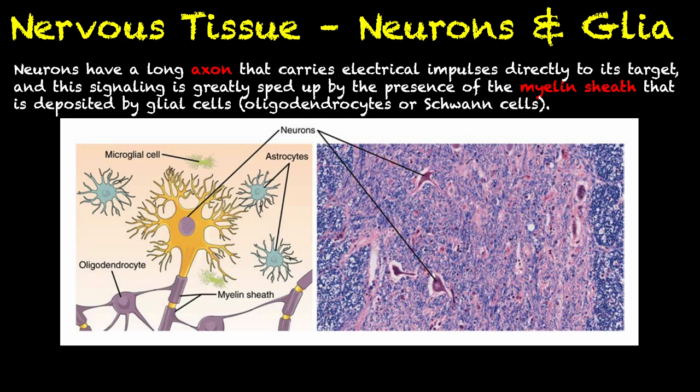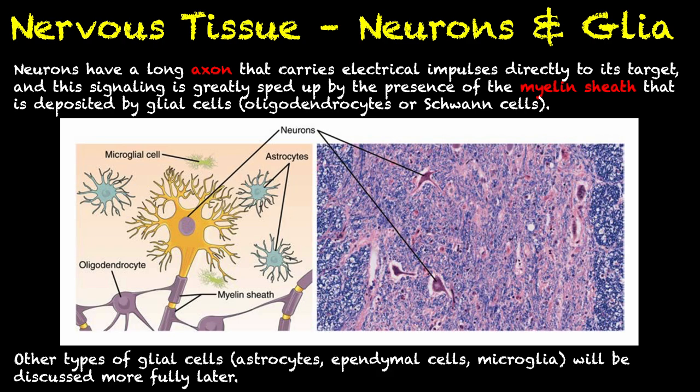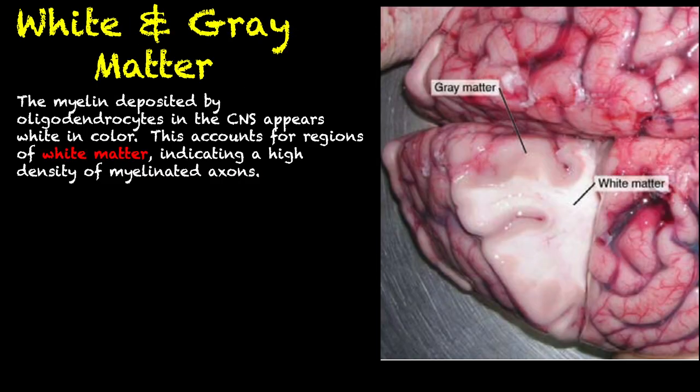This signaling is greatly sped up by the presence of the myelin sheath, which is illustrated here in this kind of purple color. And the myelin sheath is deposited by types of glial cells called oligodendrocytes and Schwann cells. You'll learn fairly soon that oligodendrocytes are only in the central nervous system and Schwann cells are only in the peripheral nervous system. We're going to have a separate lecture dedicated to the glial cells, so we'll talk about other types of glia like astrocytes, ependymal cells and microglia, but we're just going to focus on some basic stuff for now. So we'll talk about those things in the future.